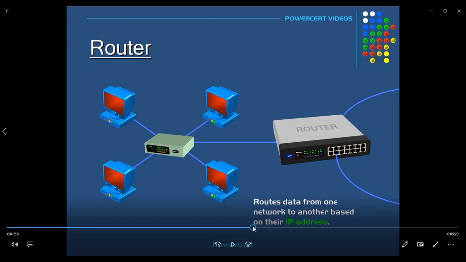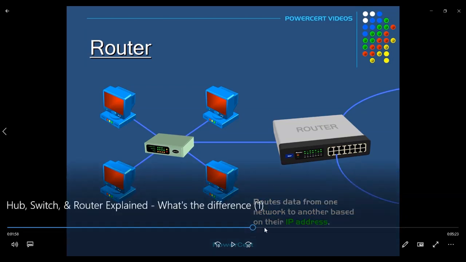If the routers were not there in the internet, you would not be able to use the internet like today. So the router's contribution to the internet is very high, and it plays a very vital role in the internet.